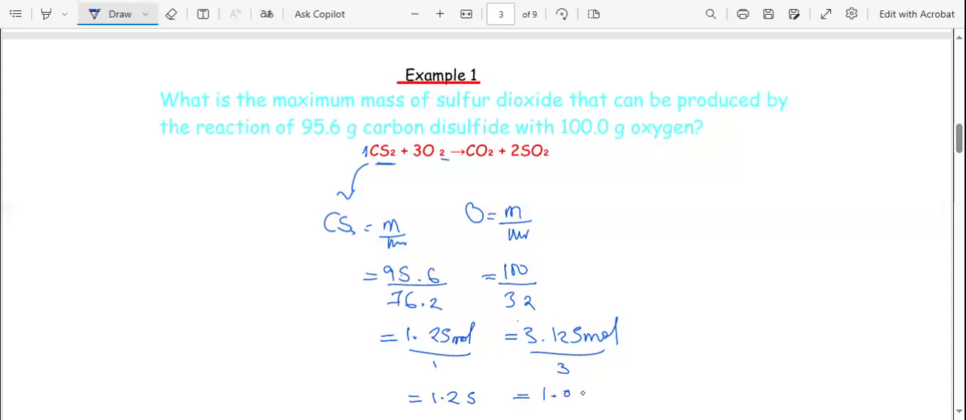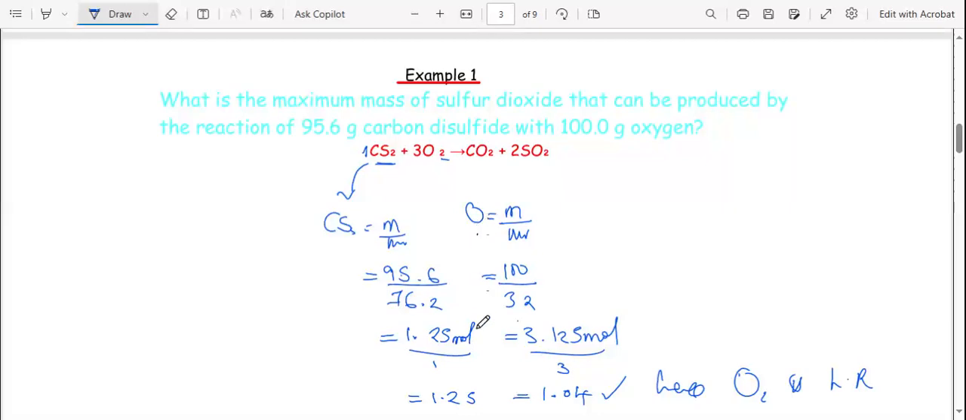1.04. So when you judge these two, which one is the smaller here? You find that the smaller one is oxygen. So this is less than that. This means, hence, oxygen is the limiting reagent. So now we know the limiting reagent.